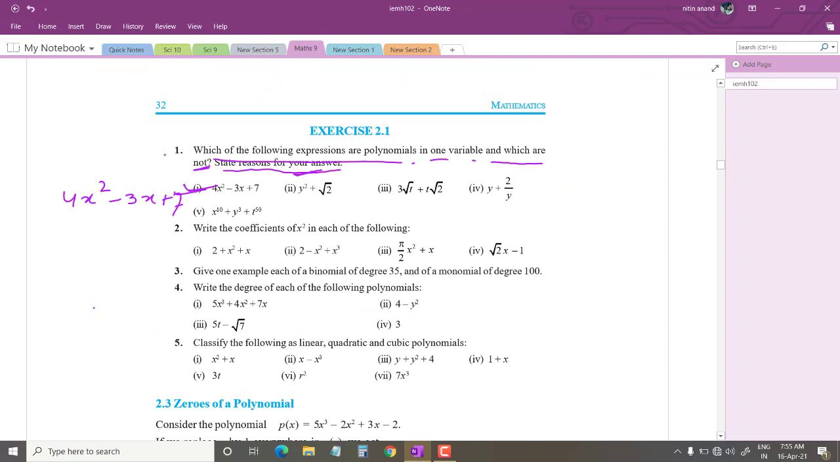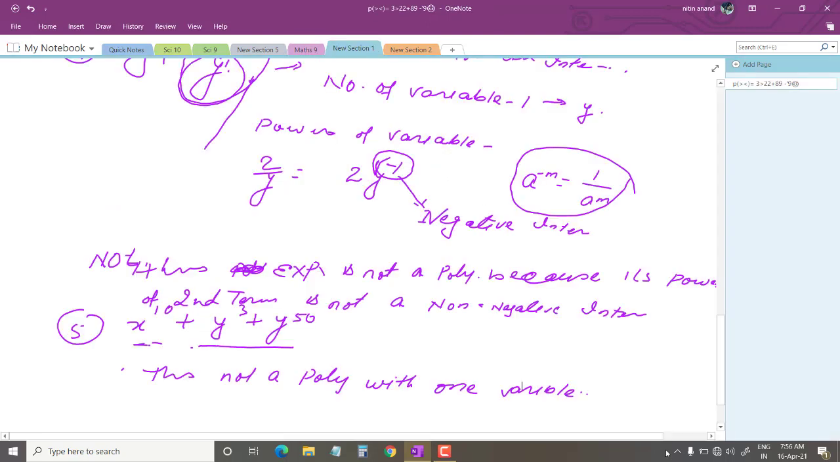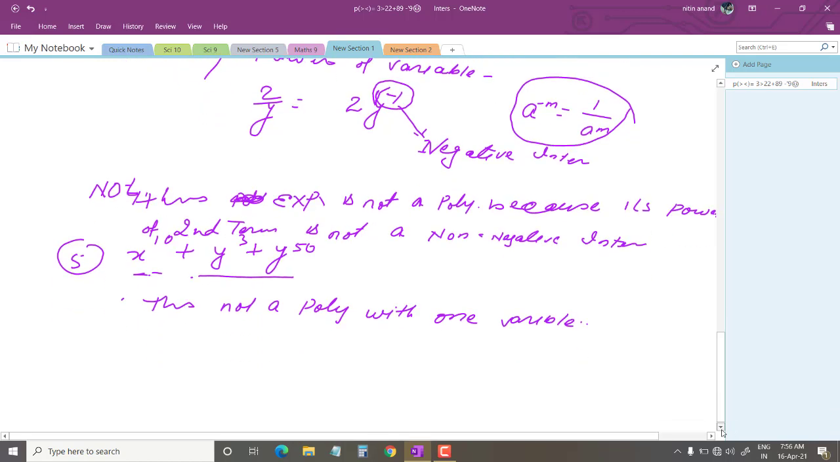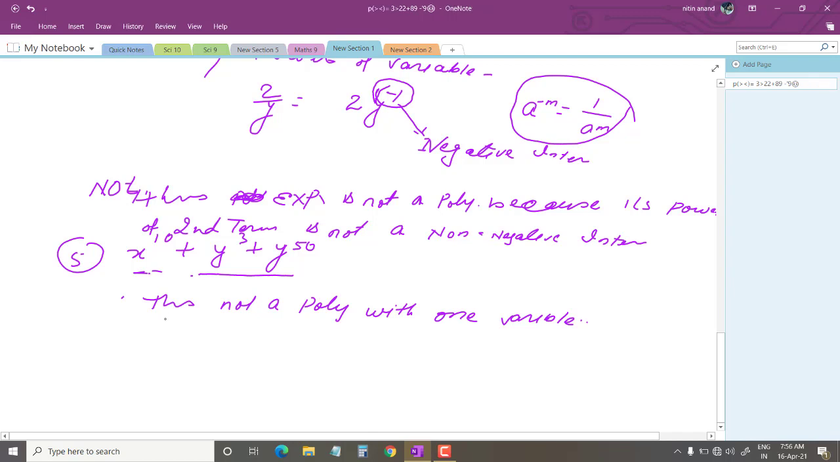Okay, dear student. Now we will see question number 2. Question number 2 is, write the coefficient of x square in each of the following. First of all, we should discuss coefficient. What is coefficient? In yesterday's class we have already discussed coefficient. Now once again we will see coefficient.